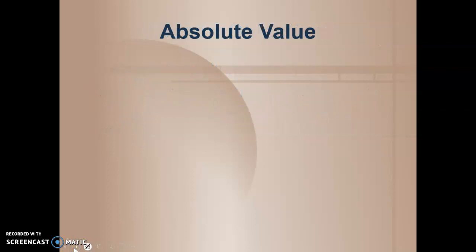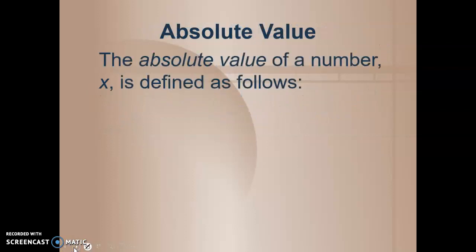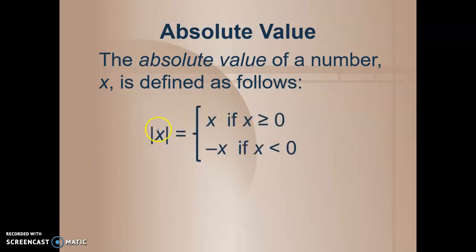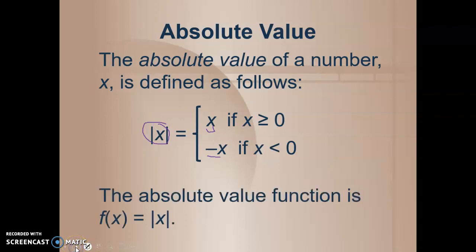Don't forget that, super important. We know that the absolute value of a number, x, is defined as follows. Basically, it's the distance away from 0. It's x if x is greater than or equal to 0, and -x if x is less than 0. For all of those, we would write the absolute value of x. It's the distance away from 0.